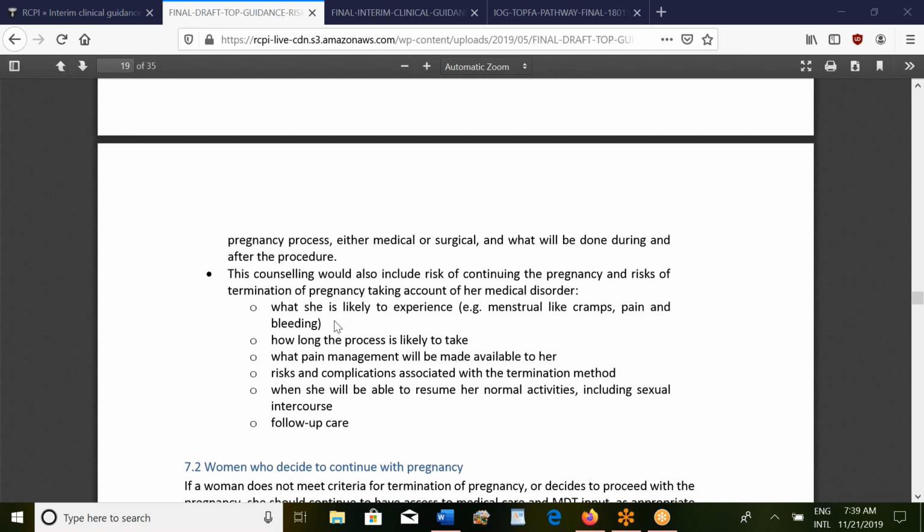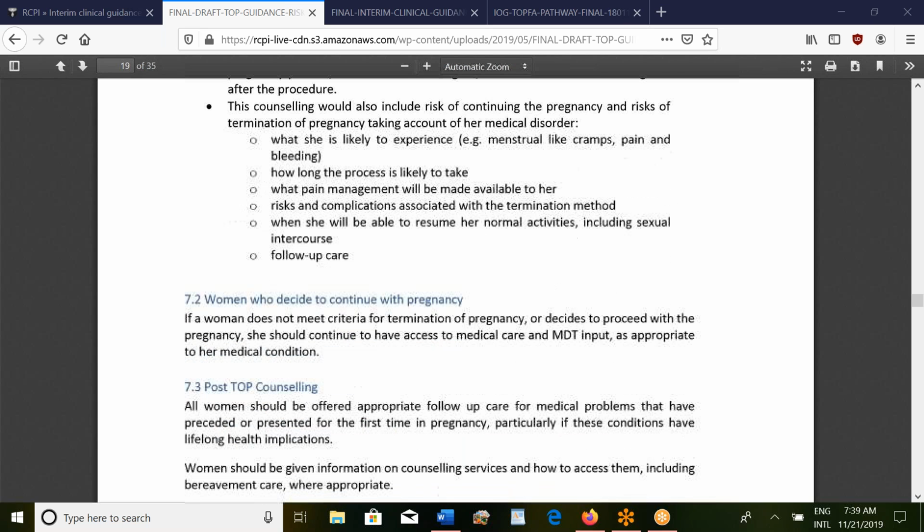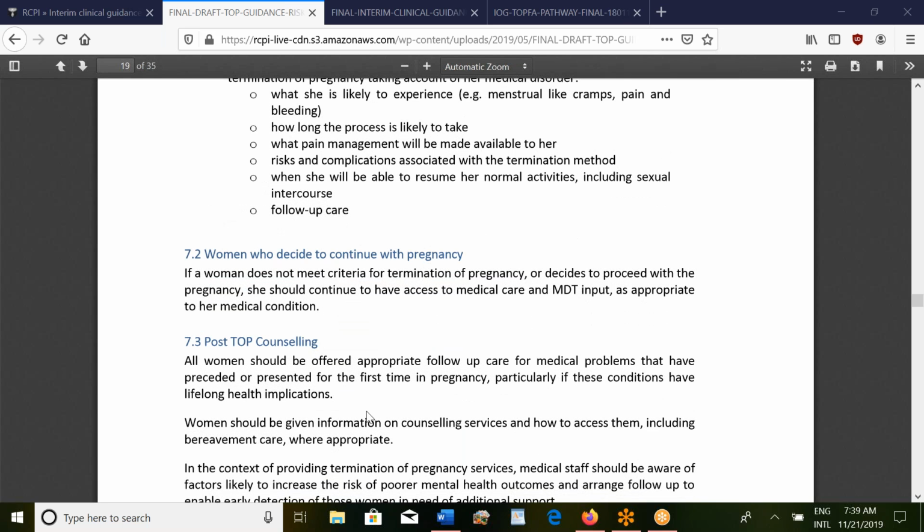You don't have to talk about all surgical procedures. You have to tell her what she would be likely to experience: cramps, pain, and bleeding, and how long the process is likely to take. What pain management options are available to her? What are the risks and complications associated with the termination method? When she will be able to resume her normal activities, including sexual intercourse, and follow-up care.